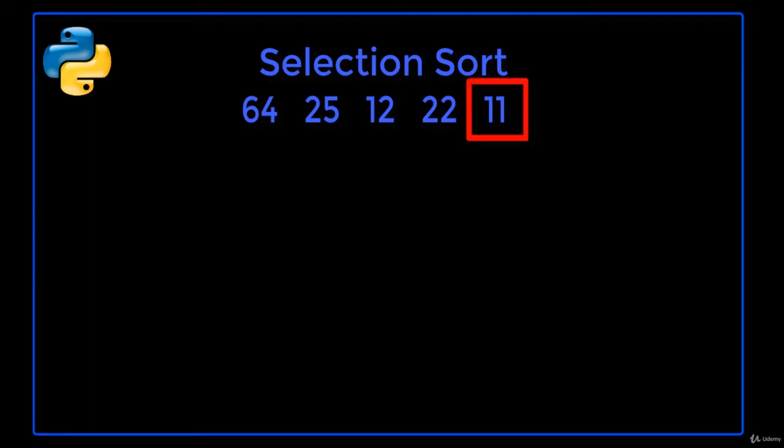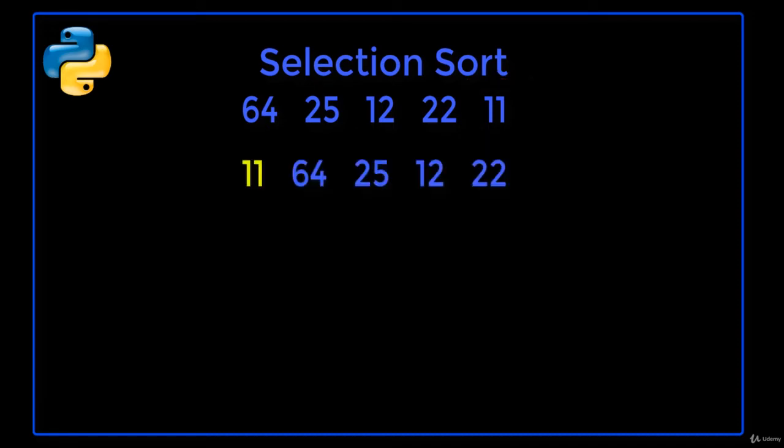The algorithm would go through the whole collection and identify that 11 was the smallest element. So it moves 11 to the front of the collection. The order is now the following. Then the selection sort algorithm will go through the unsorted part of the collection again. It will identify this time that 12 is the smallest element after 11, so it will move 12 to index 1, the second position in the collection.